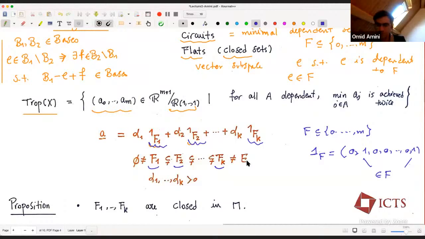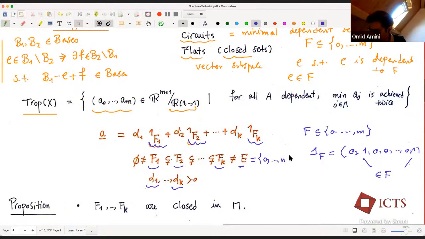How do you find this chain? The alpha_1 comes from looking at all the coordinates which are maximum, because you see F1 appears here, here, here, here. These alpha_1 to alpha_k are strictly positive. So it means that the elements of F1 are exactly the indices of coordinates which are maximum, because for elements of F1, the coordinate is alpha_1 plus alpha_2, plus alpha_3, up to alpha_k. So we can define F1 as the set of indices which have maximum coordinates. Then you define F2 as the set of coordinates which have the second maximum, F3, and so on. So you get a chain of inclusions of subsets of this set E, which is the set of indices 0, 1, 2, up to n.